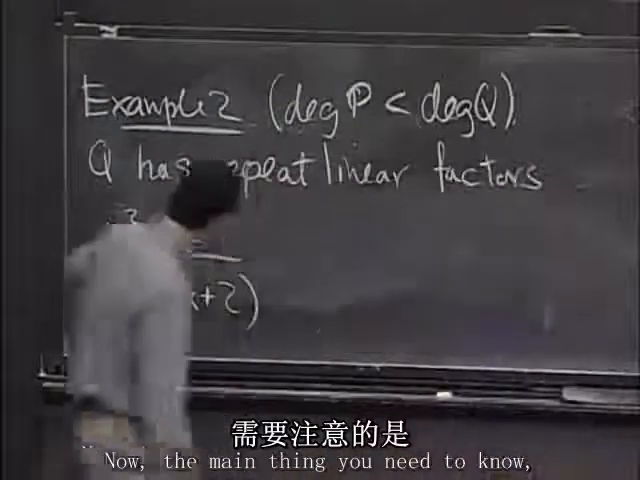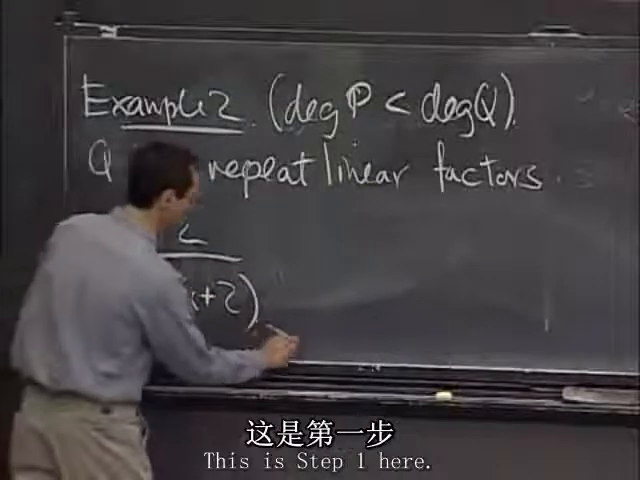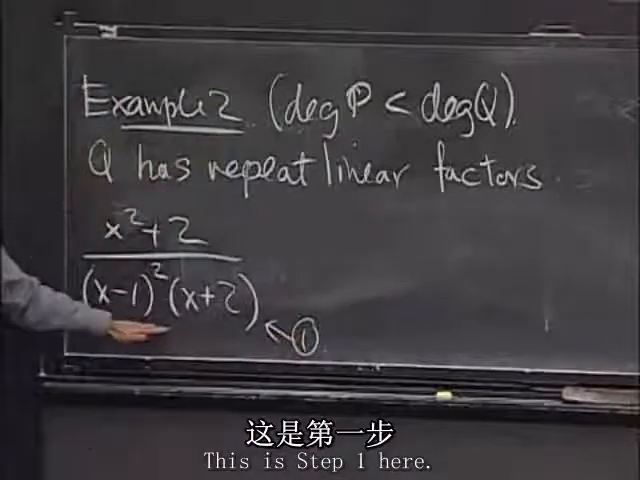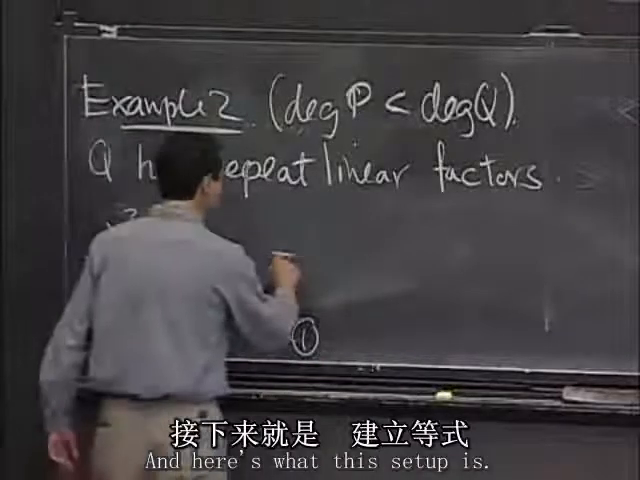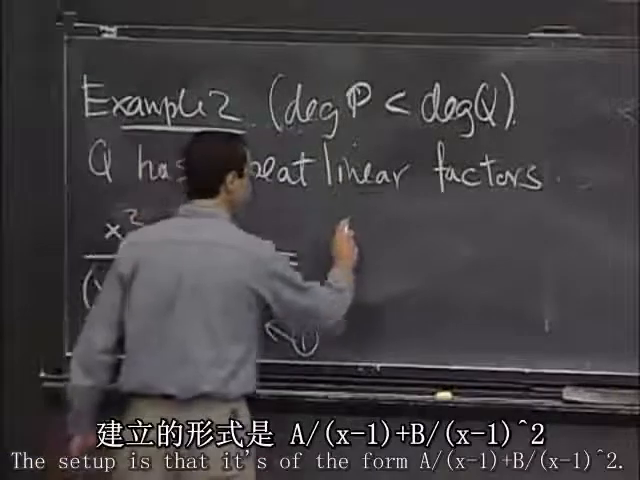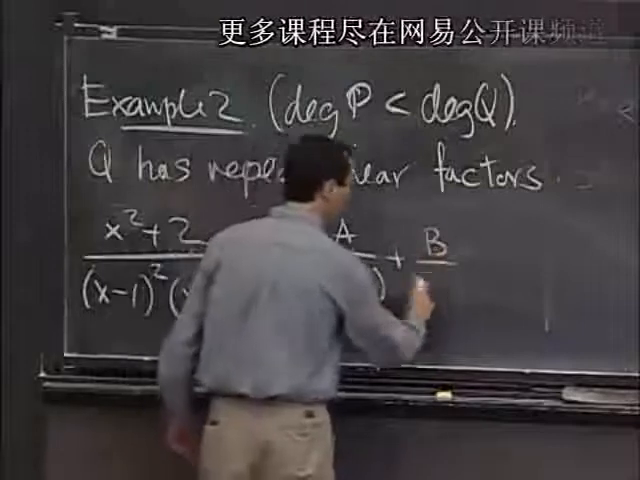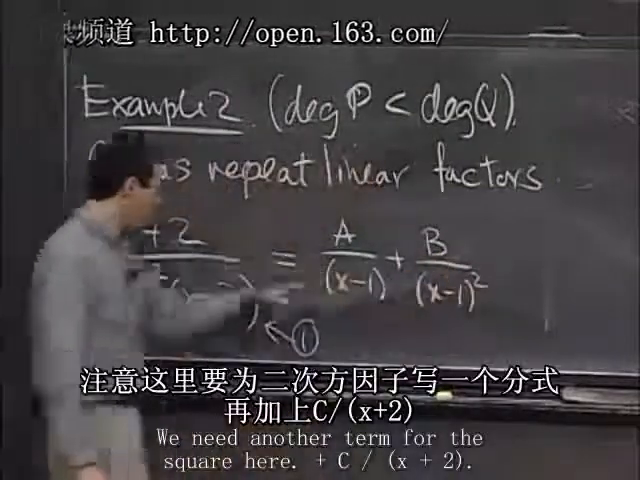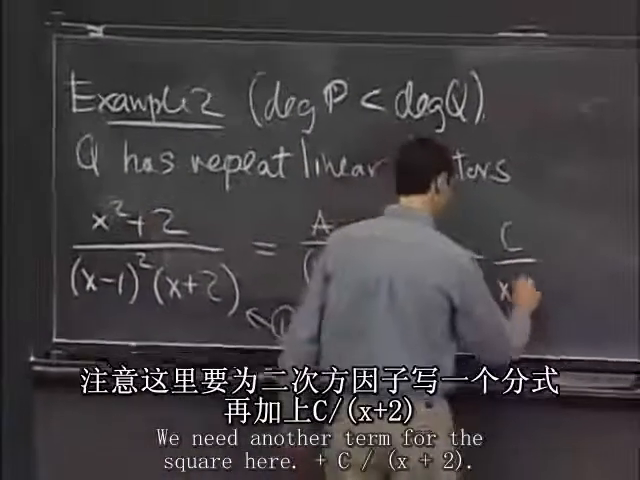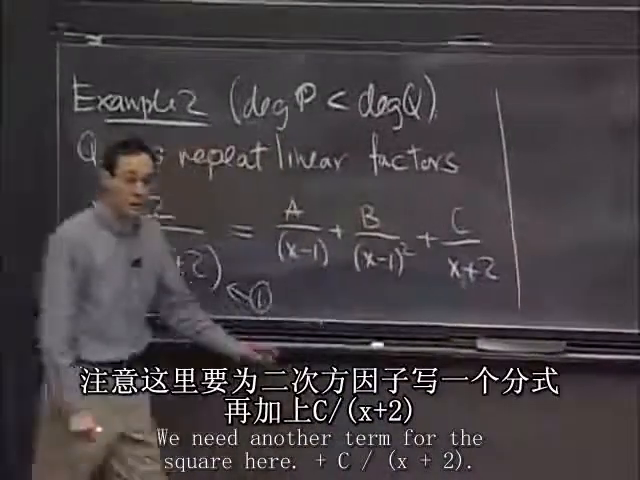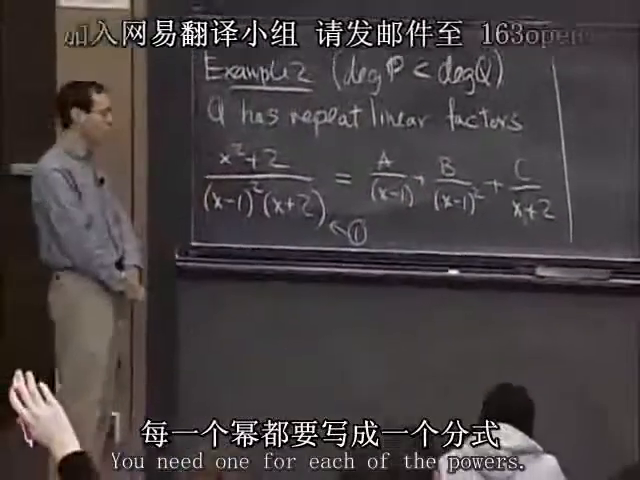Now, the main thing you need to know, since I've already performed the factorization for you, I've already performed step 1. You have to factor things all the way, and that's already been done for you. And here's what the setup is. The setup is that it's of the form a over x minus 1 plus b over x minus 1 squared. We need another term for the square here, plus c over x plus 2. In general, if you have more powers, you just need to keep on putting in those powers. You need one for each of the powers.